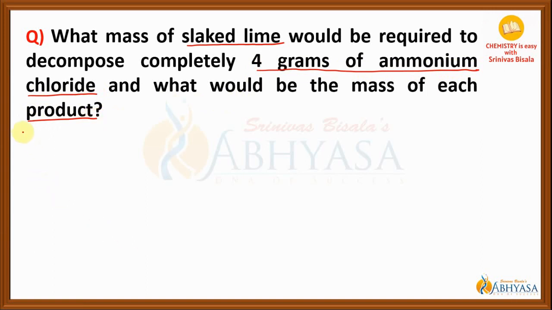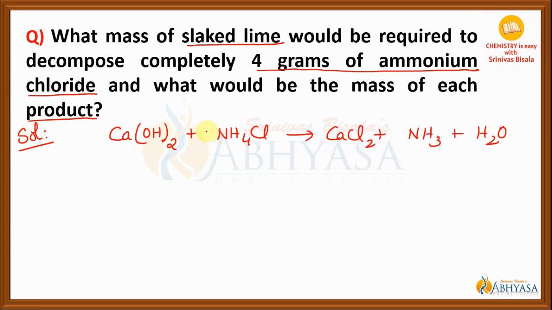Let's solve this. In order to solve any numerical on stoichiometry, the first thing you need to write is the balanced chemical equation. So let's write it. After balancing, you get 2 moles of ammonium chloride react with 1 mole of calcium hydroxide to give 1 mole of calcium chloride, 2 moles of ammonia, and 2 moles of water. I want to remind you one thing, this is a very important reaction because this is nothing but the preparation of ammonia. Ammonia is prepared by the reaction between ammonium salts and bases.